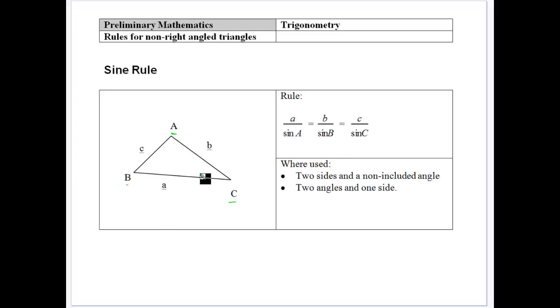Because once we get two angles, we've got all three angles. So two angles gives us all three, and then if we've got one of the sides, we'll be able to find one of the other sides to work with. So that's where we're going to use this rule. And if we don't have these situations, then it's the cosine rule that comes into play.